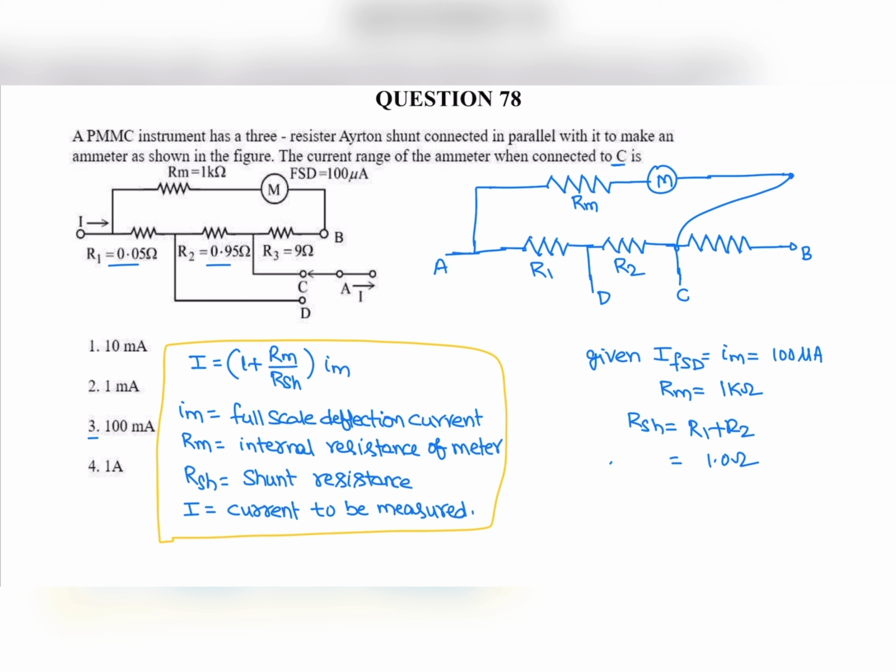Now current I is 1 plus 1000 by 1, where Rm, the meter resistance, is 1000 and the shunt resistance is 1 ohm, into the meter current, that is 100 microampere, 10 power minus 6. The total current that can be measured is 100 milliamperes. So the correct option is 3.